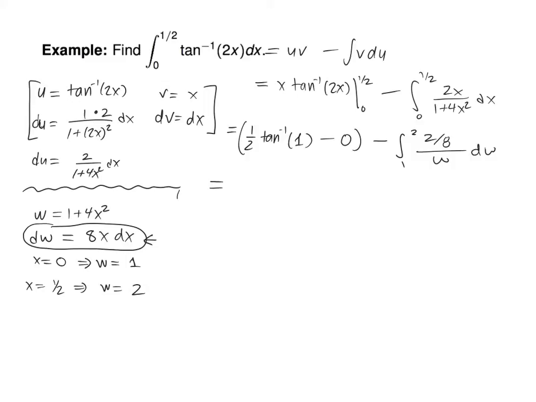Oh, and by the way, you should know inverse tangent of some things. Can you find inverse tangent of 1? What angle, when you plug it into tangent, gives you 1? Pi over 4. So a half times pi over 4. We got minus a quarter, integral 1 to 2, 1 over w. So what's the antiderivative of 1 over w? ln w. So you got pi over 8 minus a quarter ln w from 1 to 2.